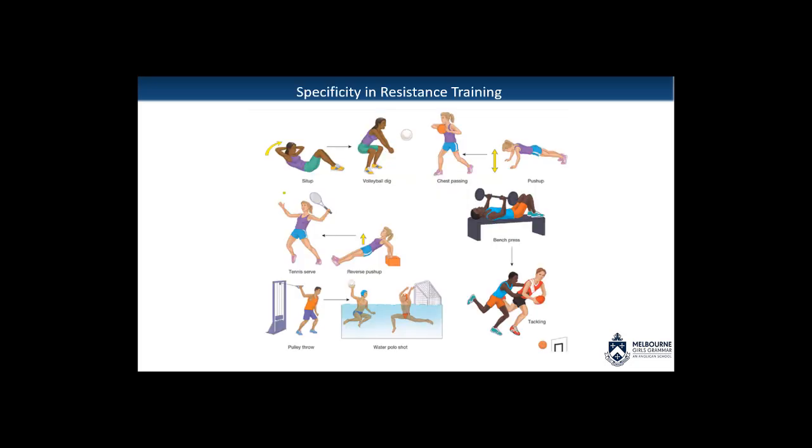What would be really good is when you're doing resistance training is have a really good think about the specificity of the activities that you're designing. So lucky us, we've got volleyball at the top. They're looking at the sit-up. That action may represent volleyball dig.